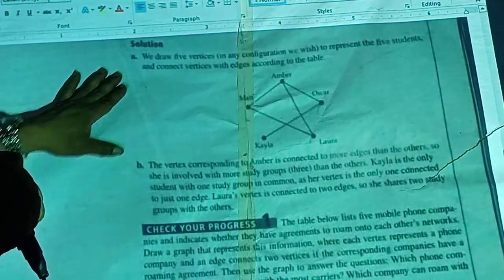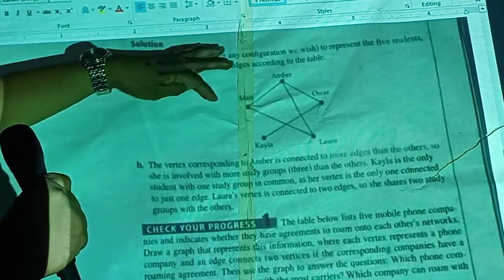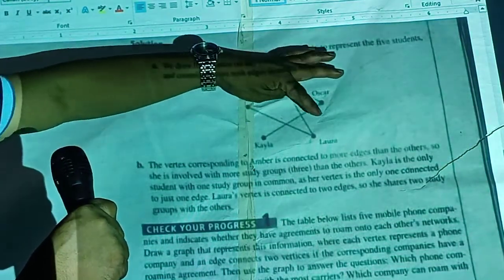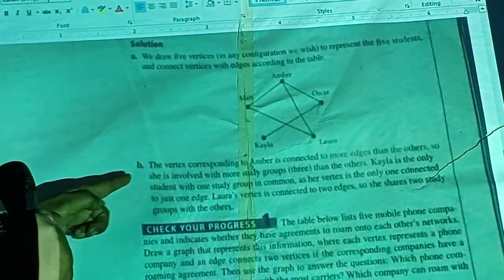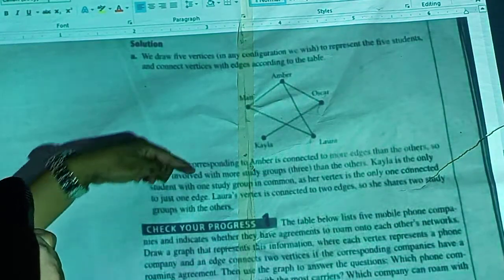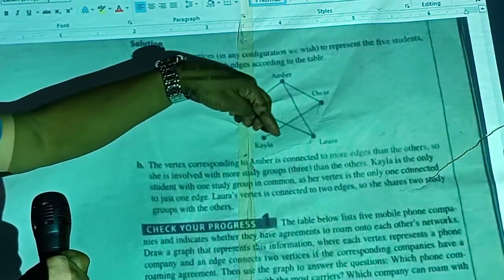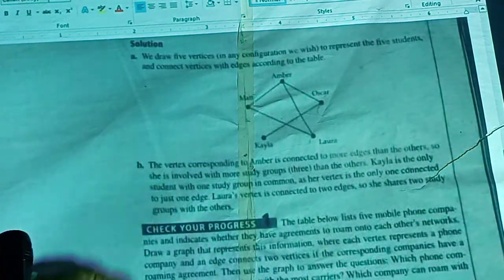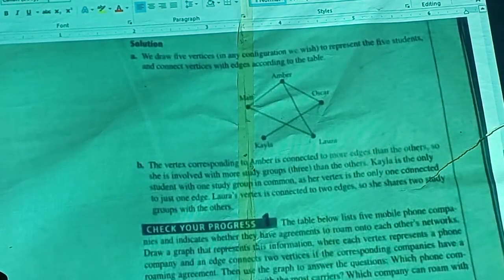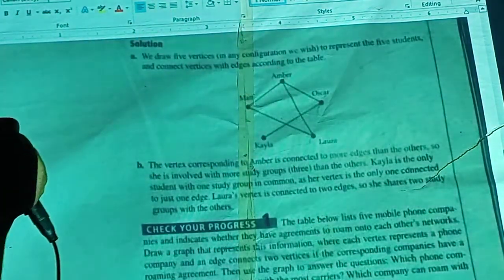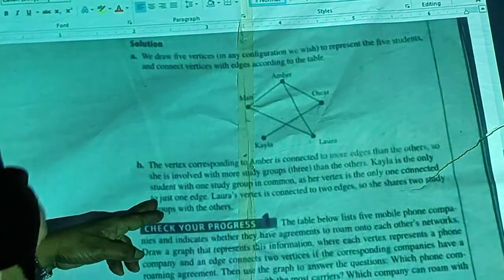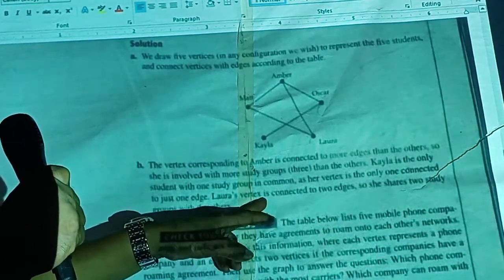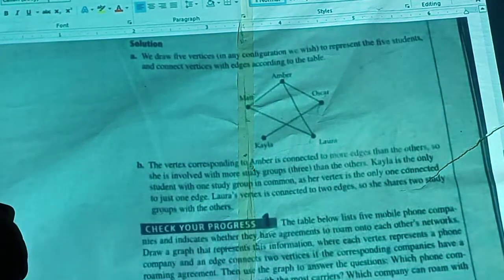Okay, let's try to take a look. The vertex that is connected to more edges than the others involves more study groups, 3 than the others. Kyla is the only student with one study group, since she is only connected to Amber. So, with one, Laura's vertex is connected, sharing 2 study groups with the others.